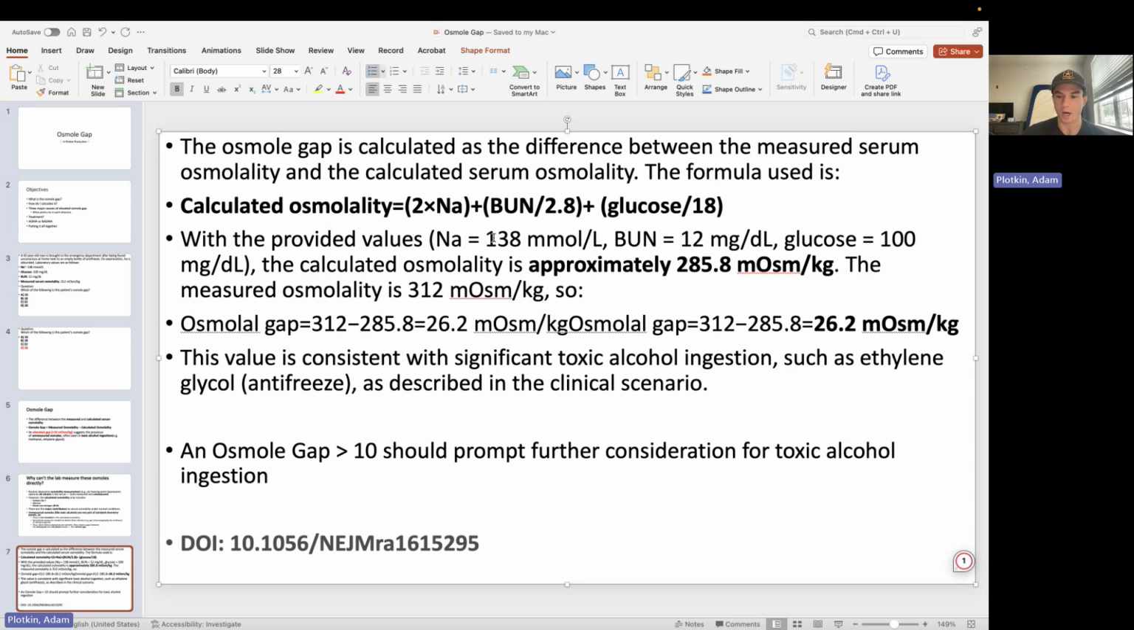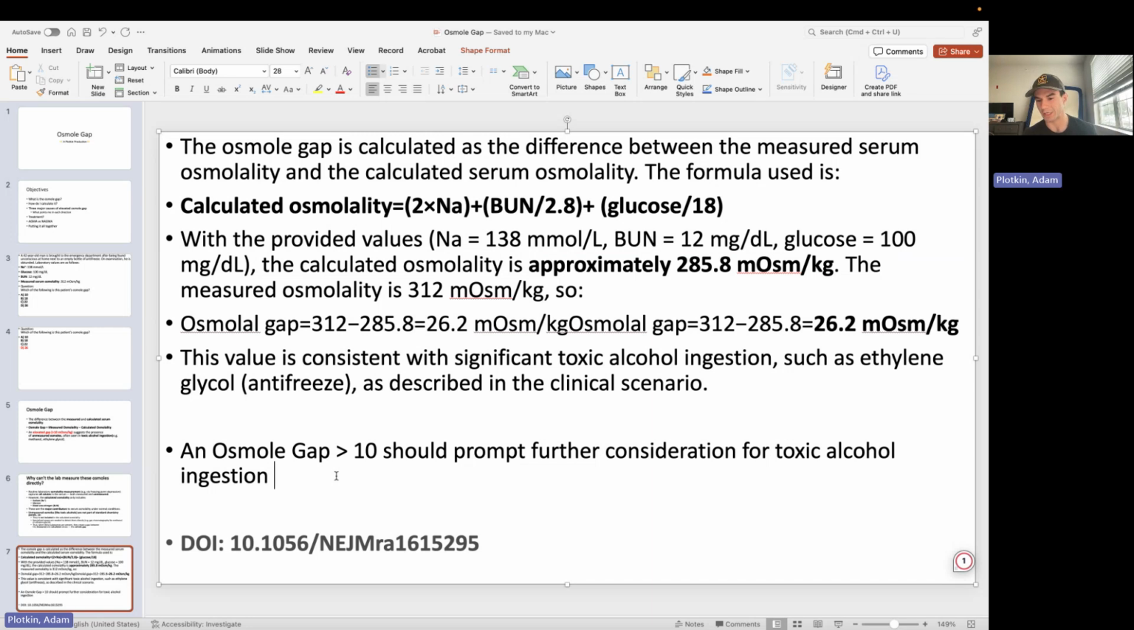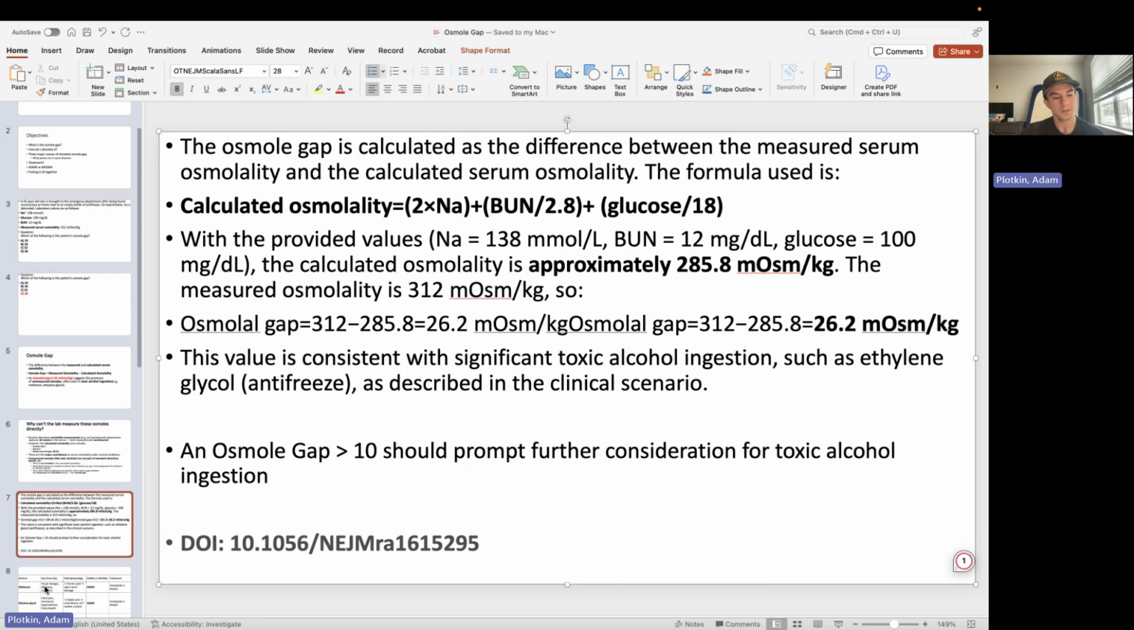If we plug in our values and plug and chug, we'll get a value of about 286. In the stem I gave you, the serum osmolality that the lab measured was 312. If I do 312 minus 286, it gets me about 26, our right answer. I told you the literature is telling us if the osmole gap is greater than 10, we should start considering toxic alcohol ingestion. I included a DOI for a New England Journal of Medicine article that's great about toxic alcohol ingestions and everything about it. Screenshot it, throw it into Google, and read for yourself. It's a beautiful article.